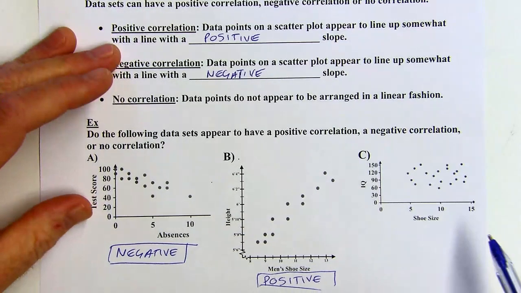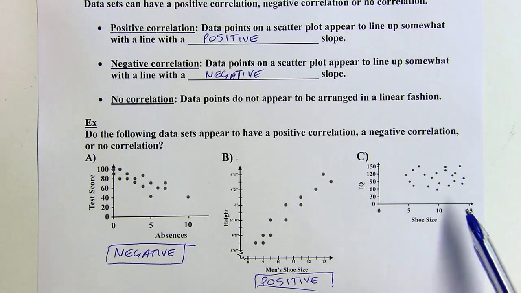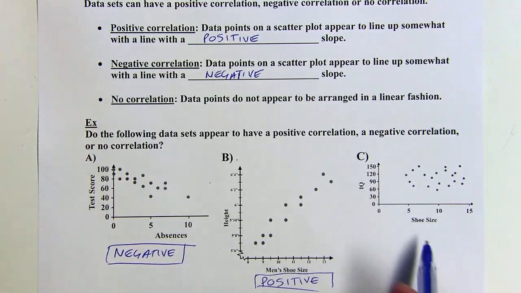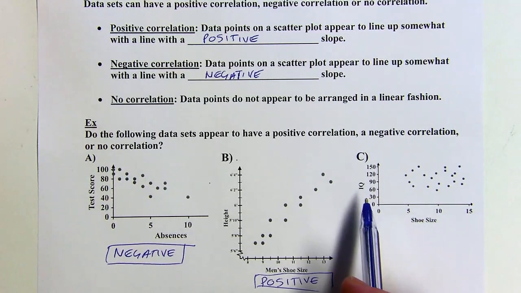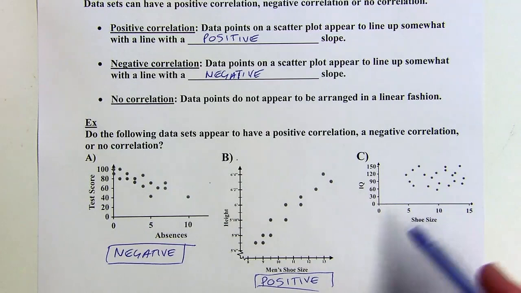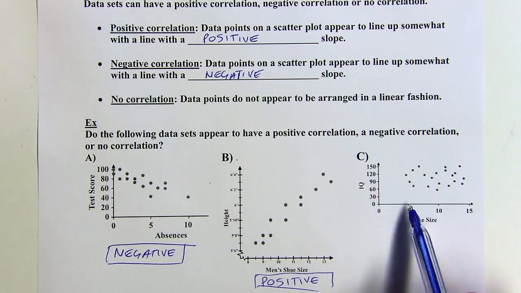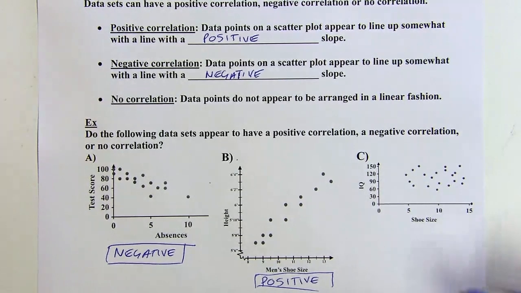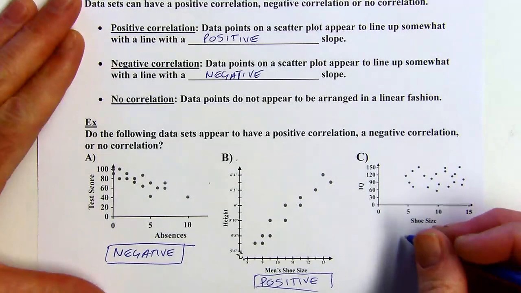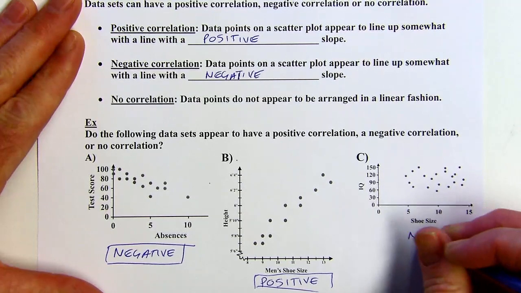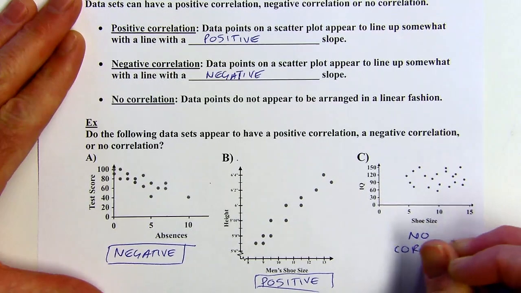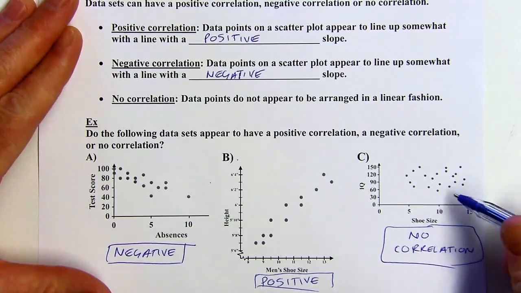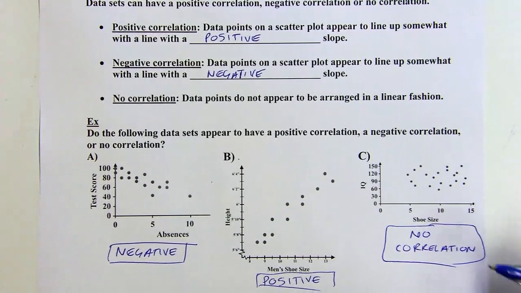Sometimes you might see a scatter plot where there doesn't seem to be a correlation at all. Here we've got shoe size and IQ. Well, shoe size doesn't have anything to do with IQ. There's no correlation at all. You get people with small shoes that have high IQs and low IQs, and the same thing with the large shoes. You could get a high or a low IQ or medium. So this would be an example of no correlation. It kind of just looks like random points. It doesn't look like a straight line would fit that very well at all.